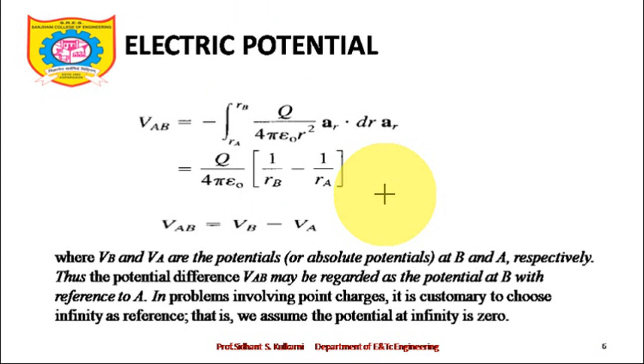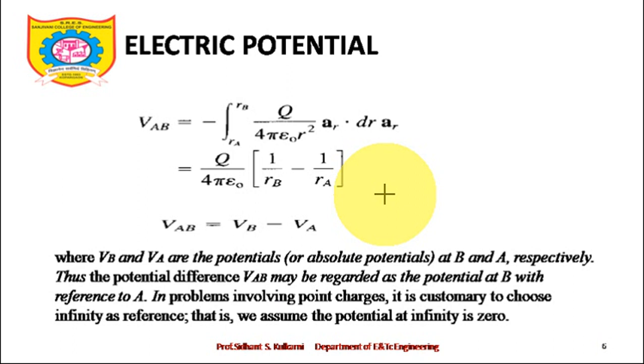The reference point, we always take as 0. So if we assume the potential at B with reference A as 0, that is what we are going to get; we will show it to you in the next slide. So VAB may be regarded as the potential at B with reference to A. In problems involving point charges, it is customary to choose infinity as the reference.